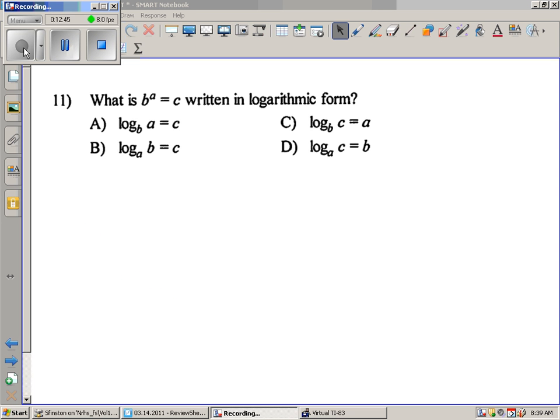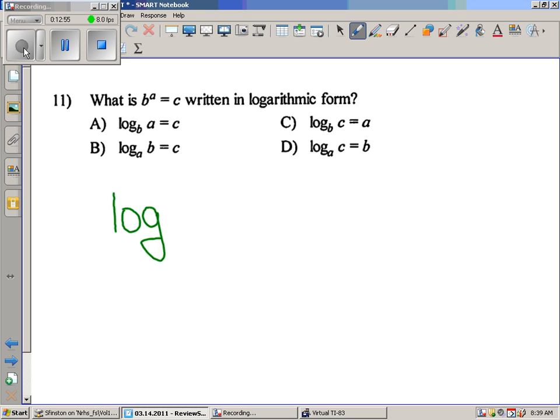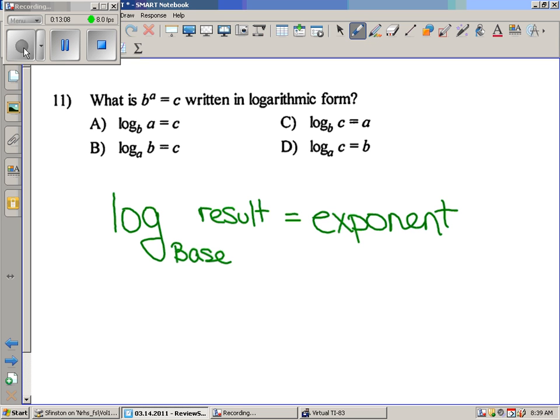Let's go to 11. Same idea once again, converting. Convert that into logarithmic form. Let's remember what logarithmic form is: log, base, result, equals exponent. So we've got log with a base of b, the result was c, and the exponent was a. Log base b of c equals a. Yeah, that's it.